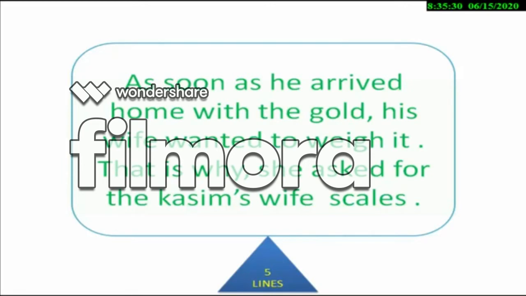As soon as he arrived, he refers to Ali Baba. As soon as he arrived home with the gold, his wife wanted to weigh it. To weigh what? The gold, it. That is why she asked for Qasim's wife's scales. Again, as soon as he arrived home with the gold, his wife wanted to weigh it. That is why she asked for Qasim's wife's scales.